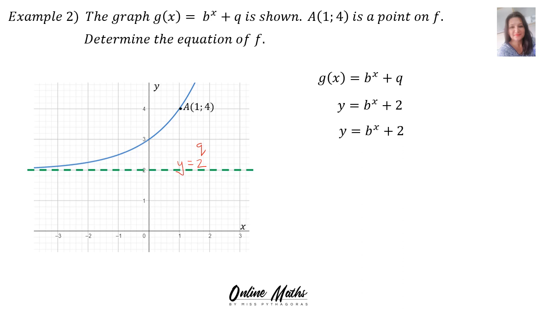Then this other point that they gave us, the point 1, 4, consisting of an x and a y, we will use that point to find b's value. So in y's place, in goes 4 equals b, in x's place 1 plus 2. Let 2 walk across, 4 minus 2 is b, 4 minus 2 is 2, therefore b's value is 2. And then the equation of the exponential function, g of x is equal to 2 to the x plus 2.